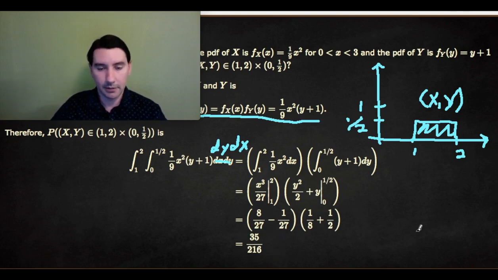So for continuous random variables that are independent, you can split the integral up into a product of two integrals, and their joint PDF is just the product of the two PDFs.